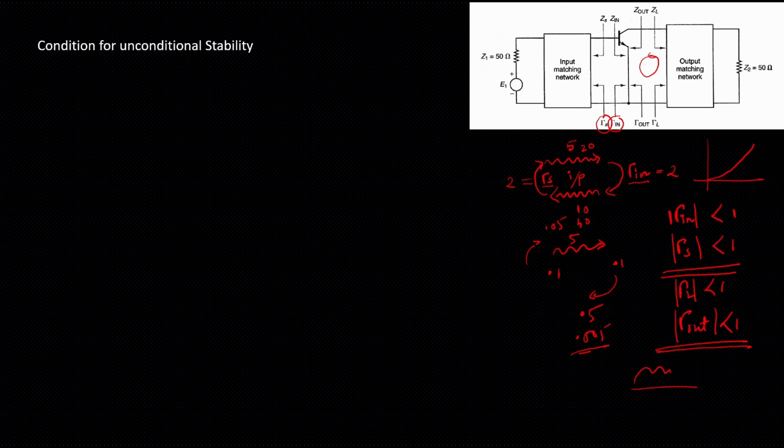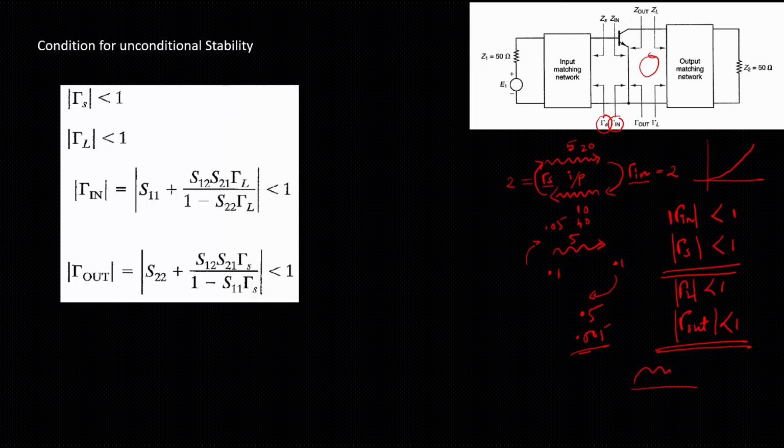So for that we have 4 conditions, and they are this: your gamma S should be less than 1, your gamma L should be less than 1, your gamma in magnitude should be less than 1, and the last condition. And this is the equation for finding out your gamma in, which is dependent on gamma L, and your gamma out is dependent on your gamma S. So keep this in your mind.